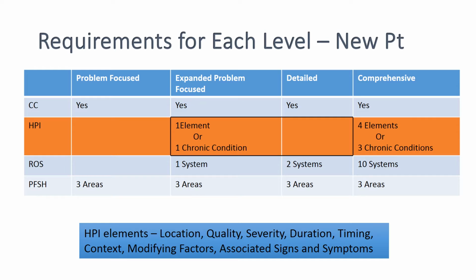The HPI elements that I'm referring to are things like location, quality, severity, duration, timing, context, modifying factors, and associated signs and symptoms for the reason the patient is being evaluated. So this could be chest pain, where it is located, how severe it is, how long it has been going on, in what context did the symptom develop, such as with exercise, and what are modifying factors, such as rest or nitroglycerin in the example of chest pain.